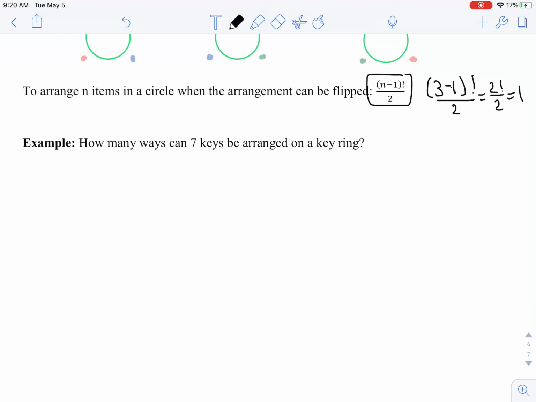Our last and final example. How many ways can 7 keys be arranged on a key ring? Okay, so if you think about the ability to flip here, it's basically looking at your bracelet: by rotating or by flipping my keys, I can create the same key ring. Okay, so let's see how many different ways there are then. So if n is 7, it's going to be 7 minus 1 factorial over 2.